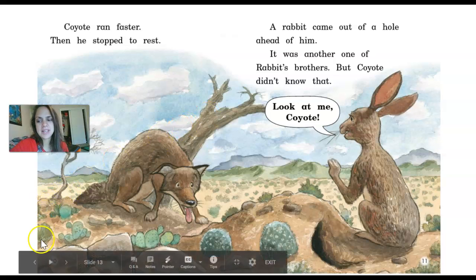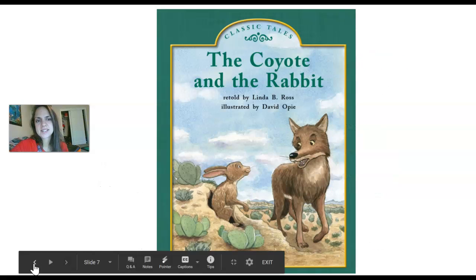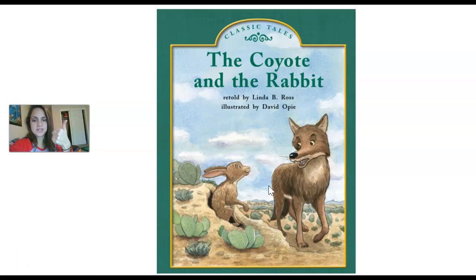Let's go back to the beginning and read the text to find out our story elements. So we know the setting is in the desert, the characters are Coyote and Rabbit, and they want to have a race. They want to win a race. Now, let's read on to find out how the characters get what they want and what lesson or theme we can learn from the characters. Enjoy the text.